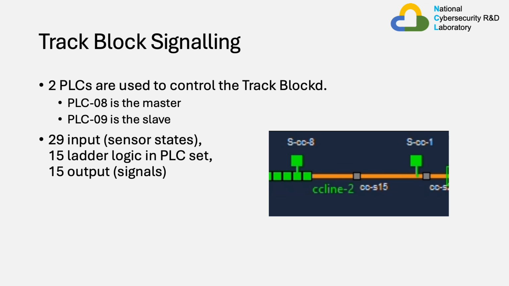There are two PLCs used to control the track blocks, where PLC 8 is the master and PLC 9 is a slave. They take in a total of 29 input sensor states, which are passed through 15 ladder logics in the PLCs and output to 15 signals.